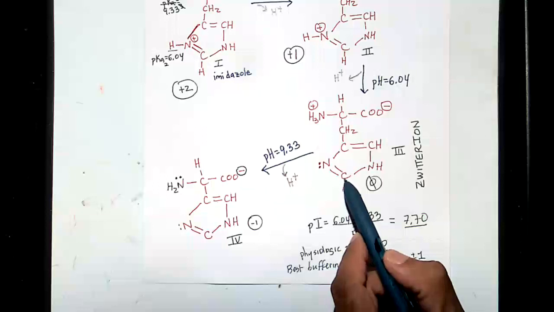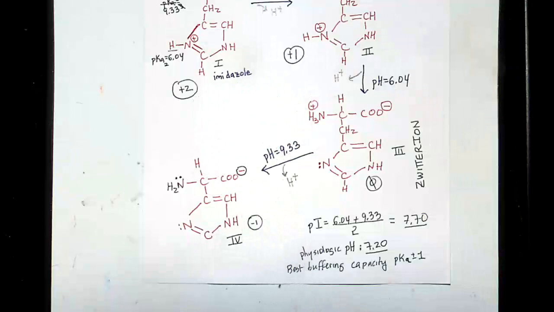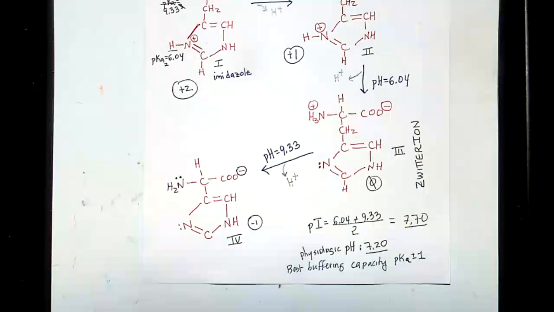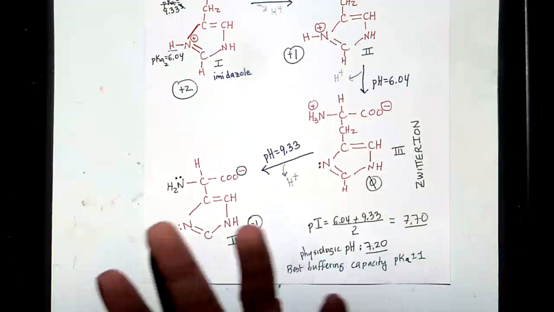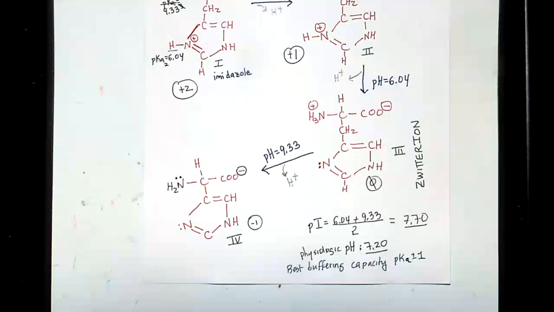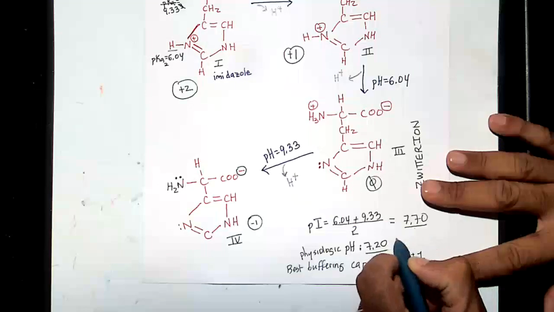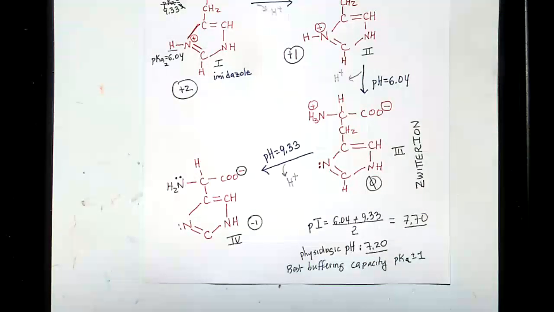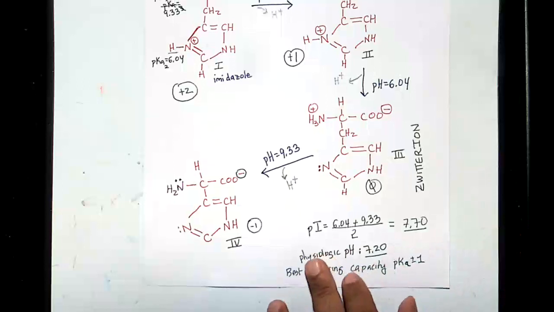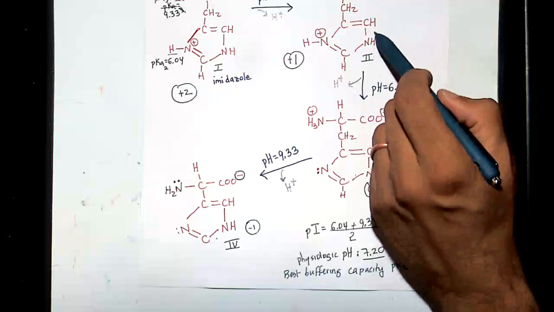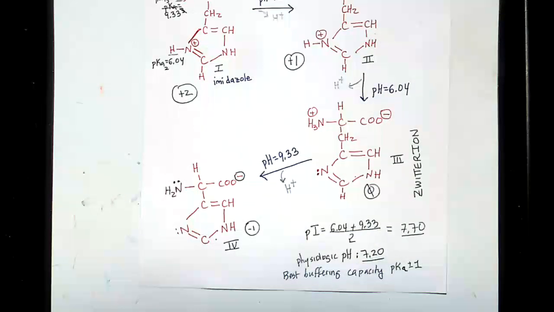So if your pH gets acidic, the protons will be there. If the pH gets basic, it will take away the protons. So the best buffering capacity inside our cell is histidine, because its Zwitter ion is close to the physiologic pH. If it gets really basic, it can be the -1 charge. If it gets really acidic, it can take on the +1 charge.